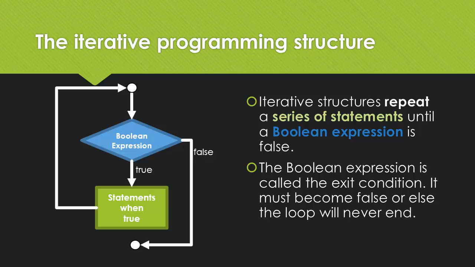And the way the loop works is as follows. So you come into the Boolean expression. It's evaluated. If that Boolean expression is true, you execute the statements when true. Then when you're done executing all those statements in the block, you go back up and retest that Boolean expression again. And then in the event that the expression is false, you exit the loop. And there's no more iteration.